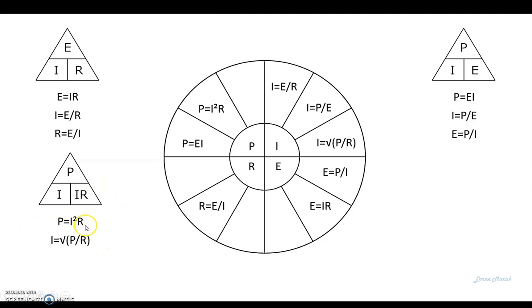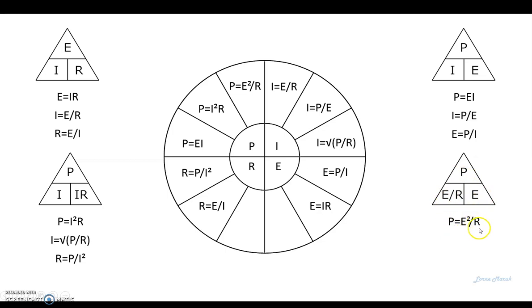Then we can transpose and solve for R by dividing both sides by I squared. So we end up with R equals P divided by I squared, which leaves us with 3 more spots to fill. Once again, we can use the power triangle, but now we'll substitute I for what I equals from the voltage triangle. So I equals E over R. And of course, when we multiply E by E, we get E squared. So P equals E squared divided by R.